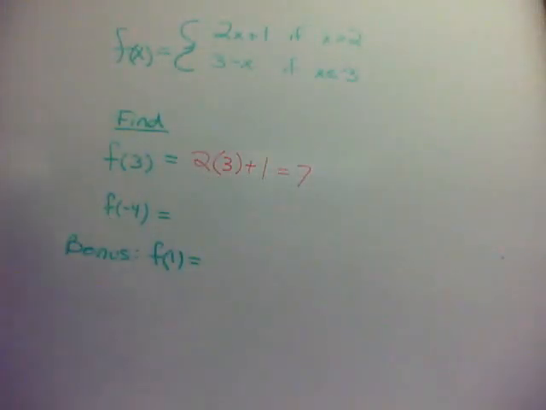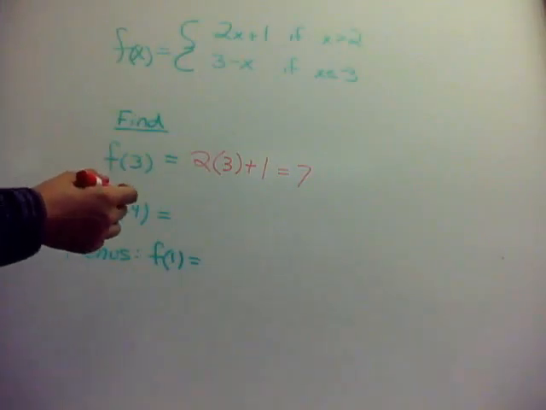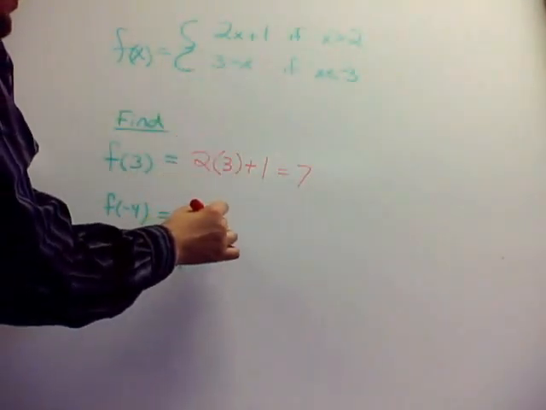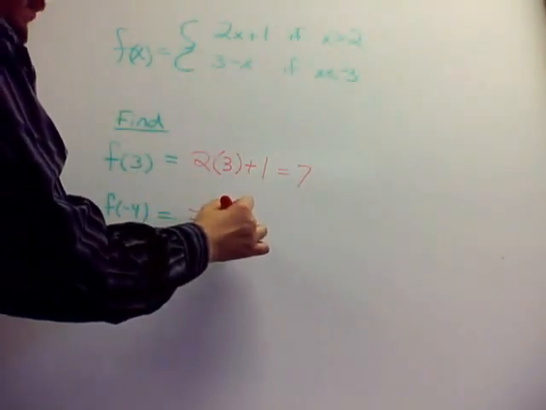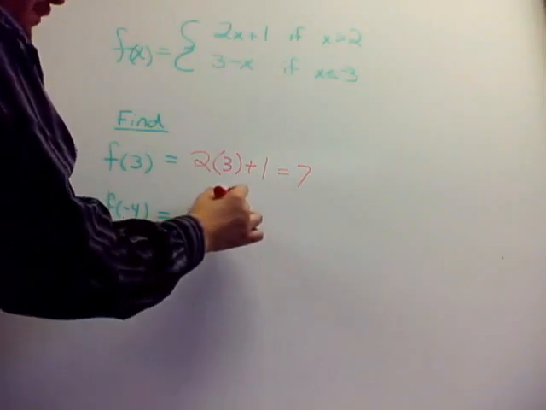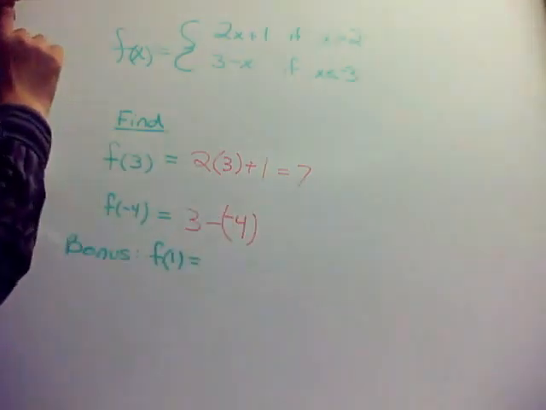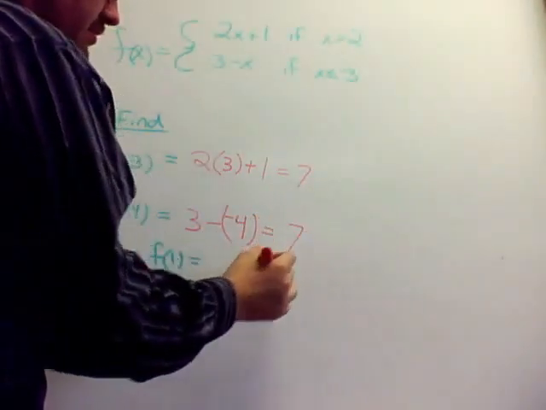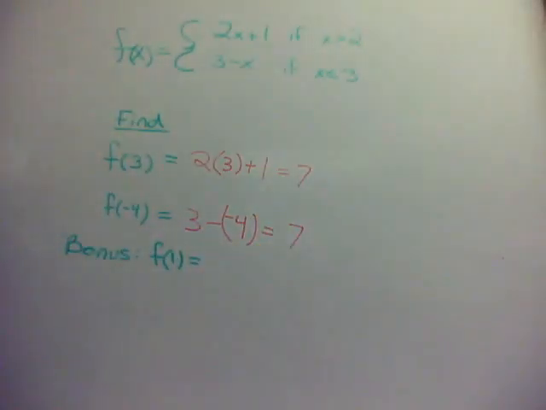So let's see, f of negative 4. Is negative 4 greater than 2 or less than negative 3? Well, it's less than negative 3, so I'm going to plug negative 4 into this bottom equation. 3 minus a negative 4 equals 7 too. Coincidence? Yeah.